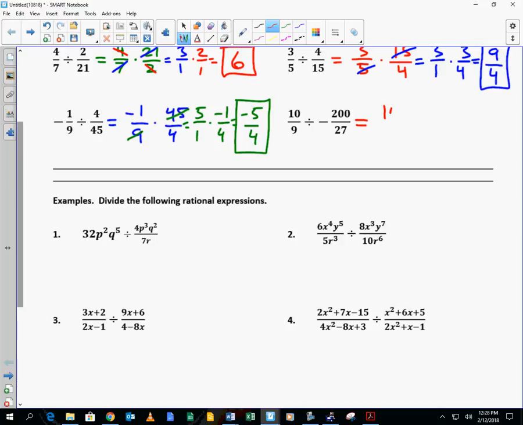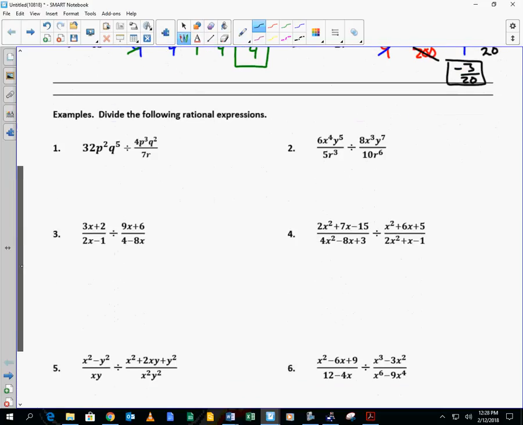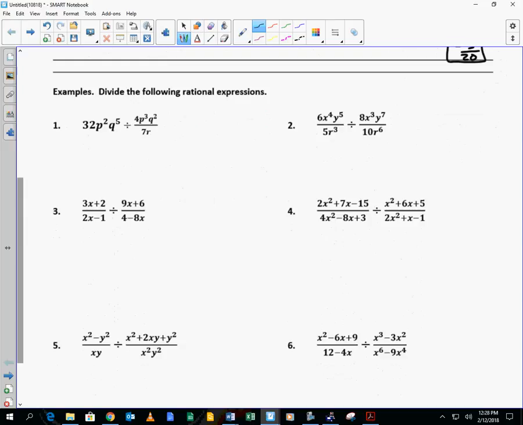And our last one, 10/9 times -27/200. Well, -27/9 reduces to -3/1. And 10/200 reduces to 1/20. So we get -3/20. That's our final answer. So we're going to use that same type of operation in order to divide rational expressions.